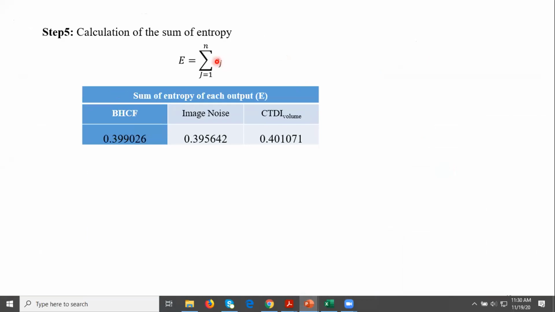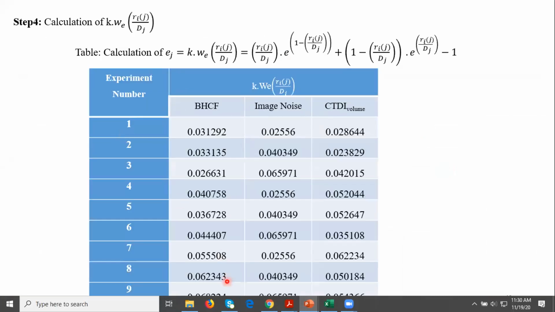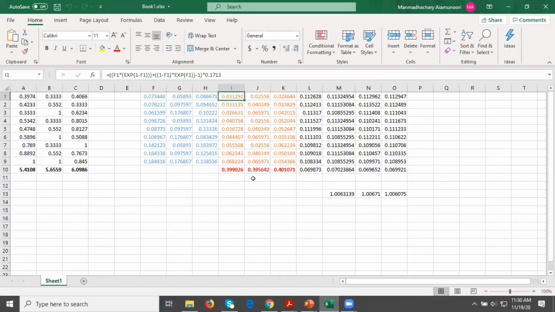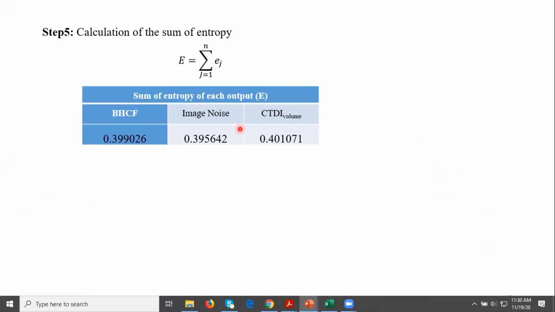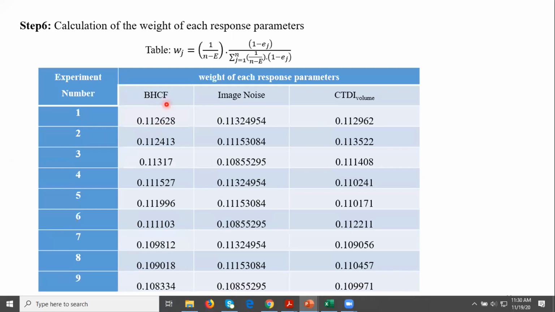Now we calculate some of the entropy. For the individual entropy we have taken, the entropy is used to calculate the gradation coefficient or grade. Here each individual entropy is there, and I have taken the summation of these values. From these values, once again you have to calculate the weight for each response.